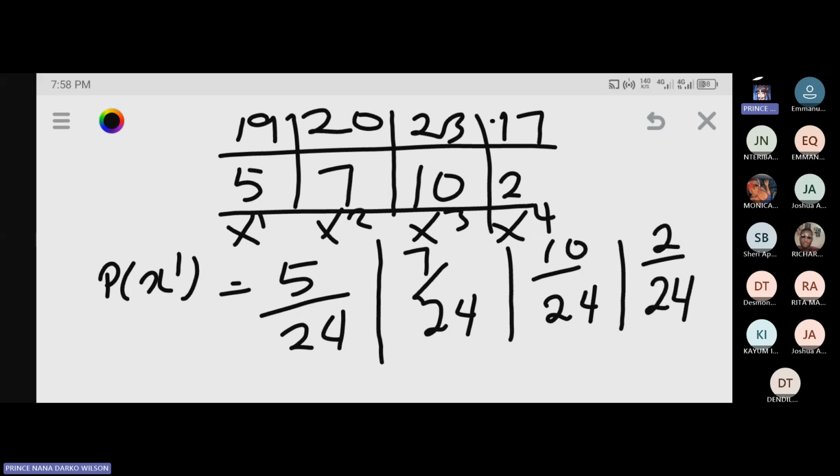So this is not just the probability of X1. That was 5 over 24. So this is just going to be the expectation of X itself. So then putting these values together, we are going to have, let me clear space for this, 5 over 24 added to 7 over 24. So let's just do the addition straight ahead. 5 plus 7 gives 12. 12 plus 10 gives 22. And 22 plus 2 gives what? 24, right? So then that gives us a total of 24.